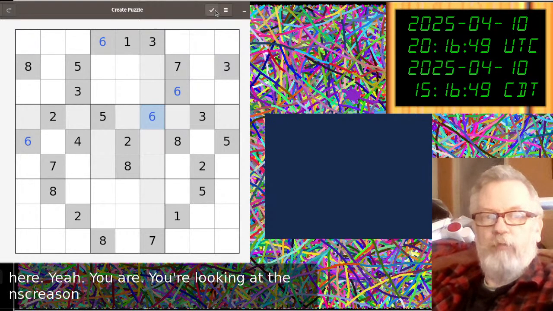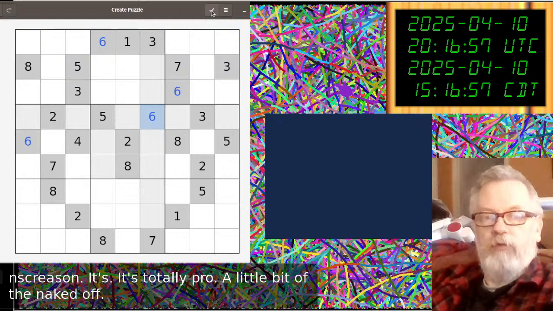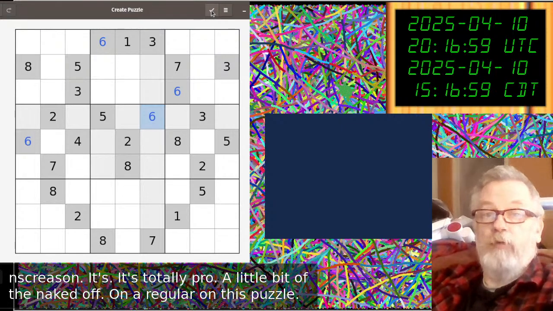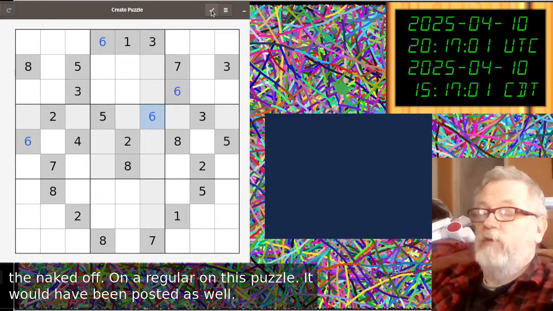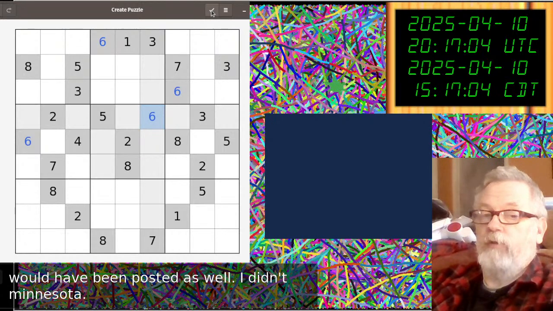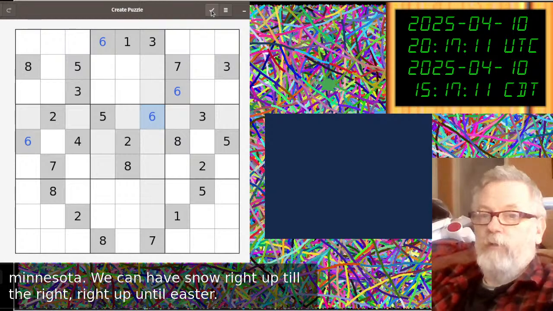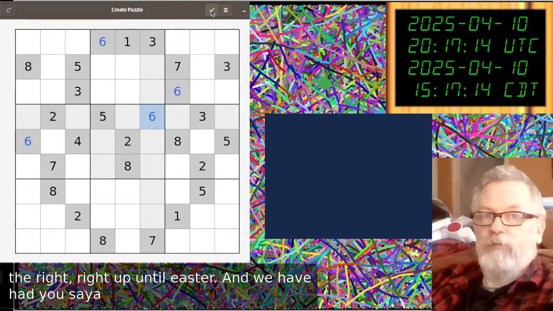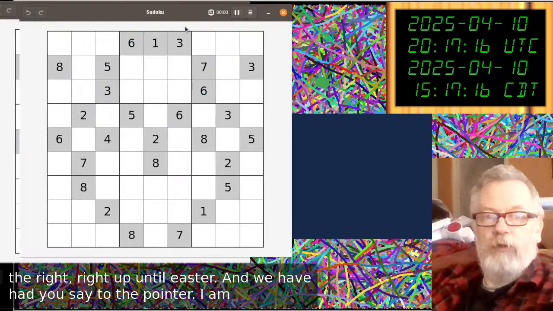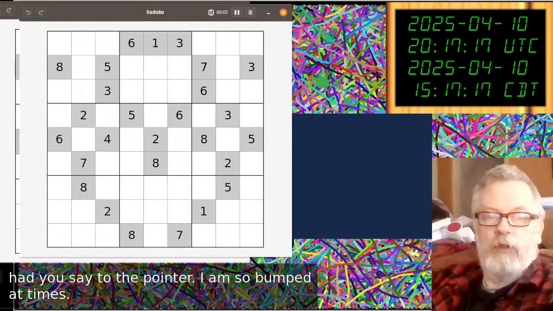It's the 10th of April, or it would have been the 9th of April when this puzzle would have been posted. So snowman might seem out of order, but I'm in Minnesota. It's not out of order. We can have snow right up until Easter, and we have had it on Easter Day to the point where I've been snowbound at times. In any case, let's verify that it works, and the timer is running.